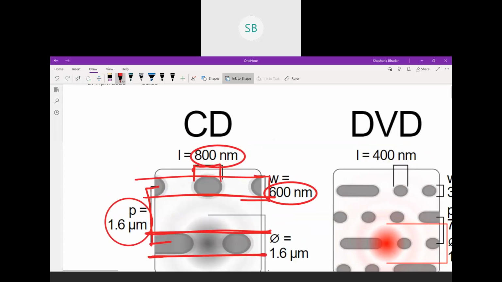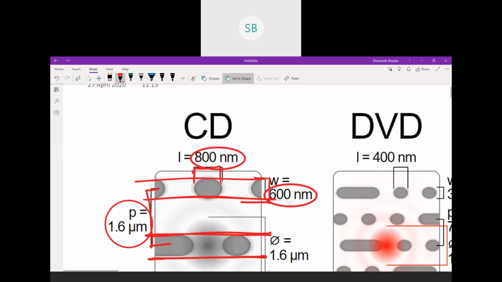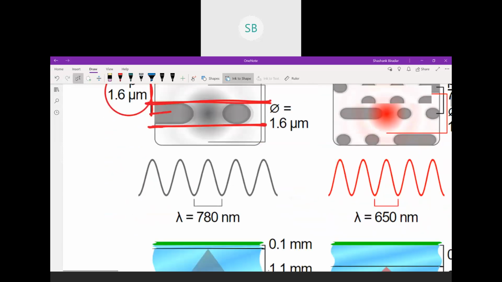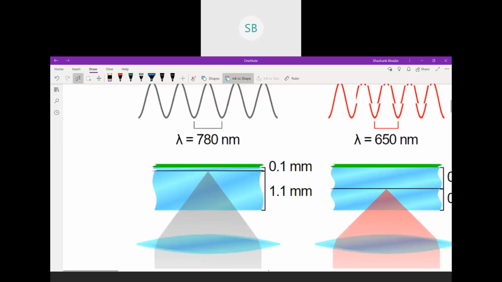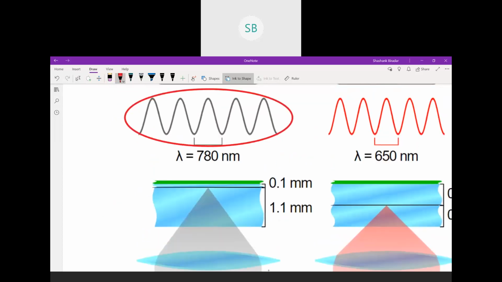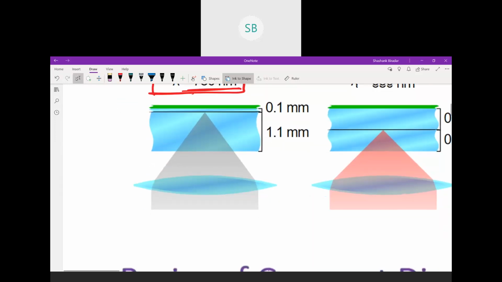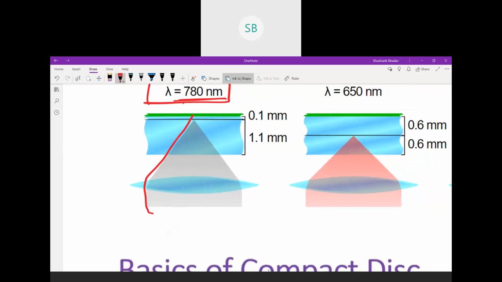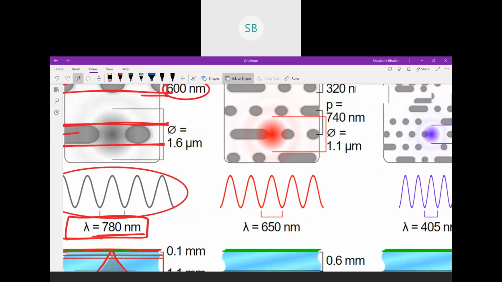Now the optical source that we are going to use for reading and writing the data is the laser. For that, the wavelength is 780 nanometers. This beam is focused through this lens on the track, where the data is present. Here your data is present. Am I right?